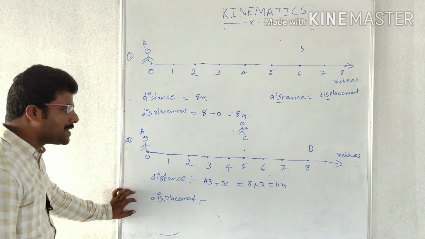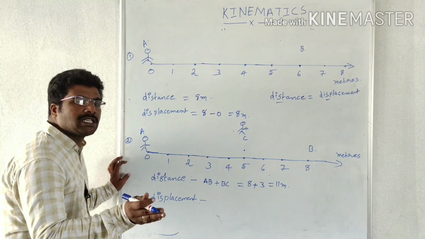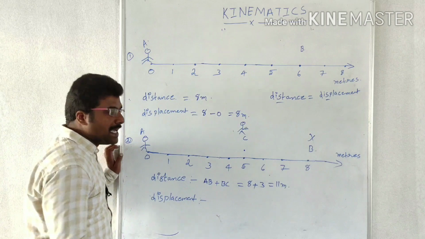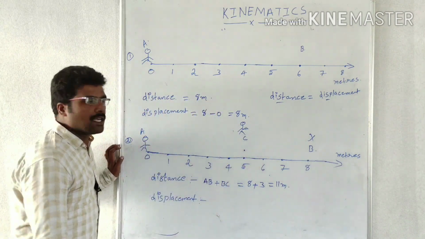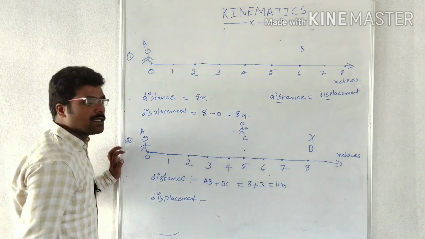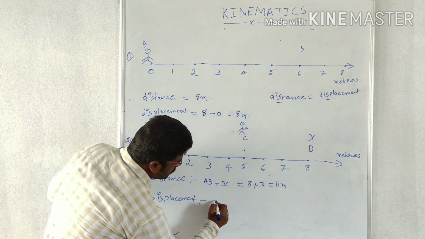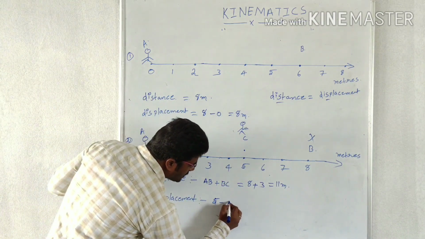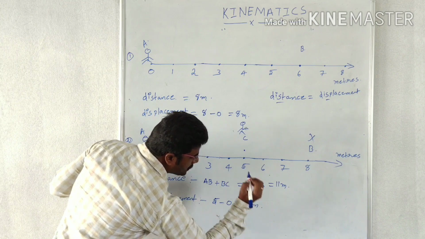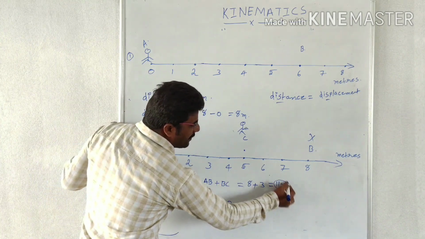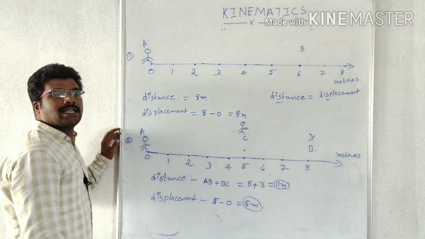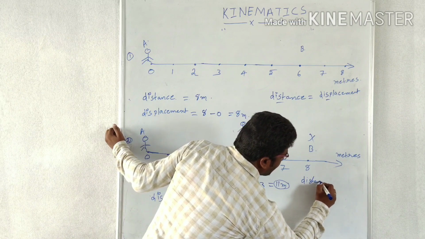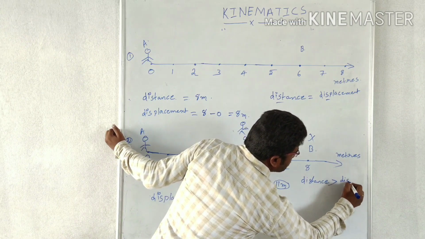Come on, tell me the displacement. So displacement is final position minus initial position. The final position is not B because he turns back and reaches C. So here C is the final position. So what is the value? 5. So 5 minus the initial point, that is 0. 5 minus 0 equals 5 meters. Here the distance is 11 and displacement is 5. So in this case the distance is greater than displacement.